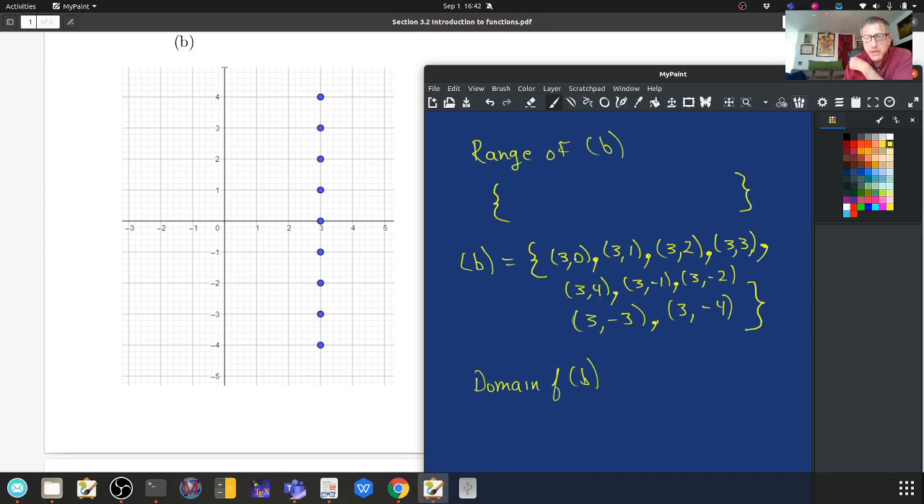So let's do the range. The range of B are all of the y values. So I have a 0, a 1, a 2, a 3, a 4, a minus 1, a minus 2, a minus 3, and minus 4. And what about the domain of B? It's all of the x values. But every x value is 3. So the domain of B is simply one number. The range of B has 9 numbers in it.